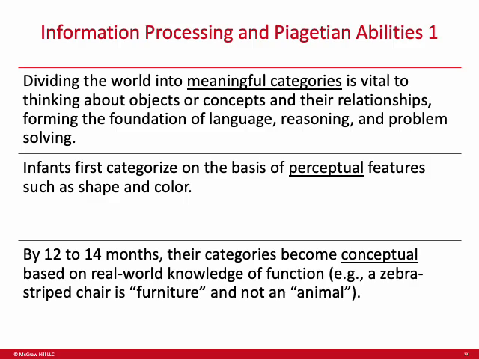Dividing the world into meaningful categories is vital to thinking about objects or concepts in their relationships, forming the foundation of language, reasoning, and problem solving. Infants first categorize on the basis of perceptual features such as shape and color. By 12 to 14 months, their categories become conceptual. They become based on real-world knowledge of a function. For example, a zebra-striped chair is furniture, not an animal.